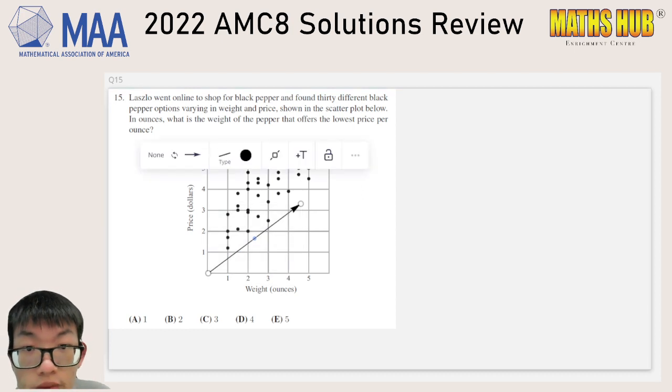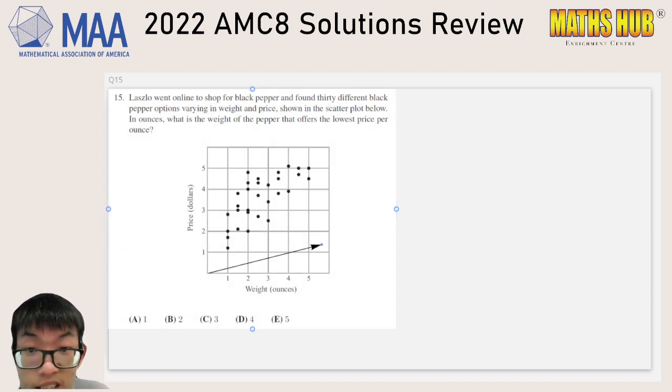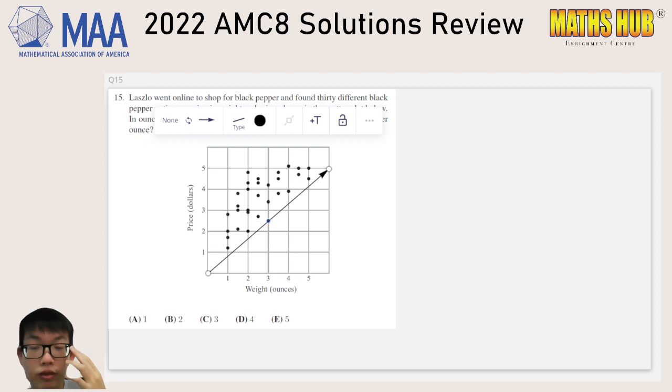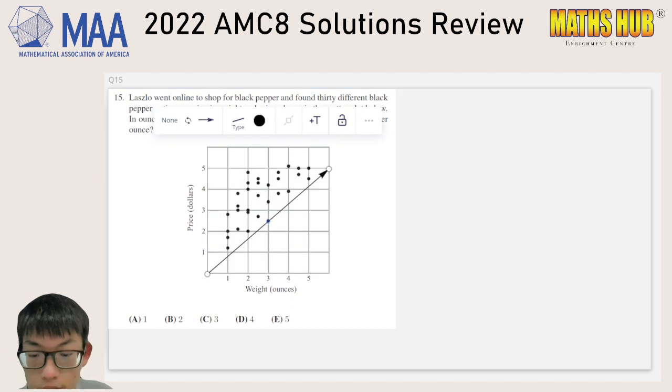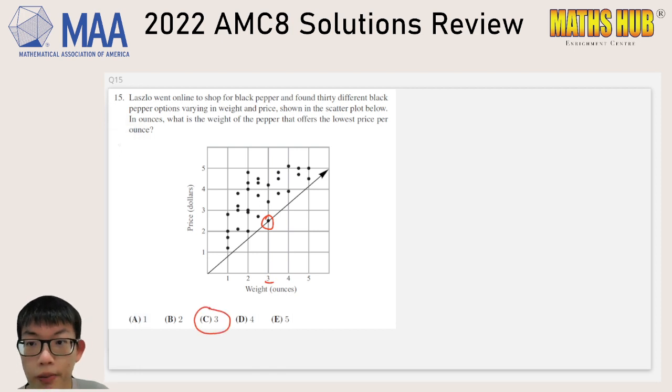So you want to drag this around. You could use a ruler if you are doing this in a paper contest, if you took the AMC. So drag it until you hit the first point. Now this is pretty close, but the first point that you hit is down here. So that means that in terms of price per ounce, this should be the lowest. It would be down there. And down here is 3 ounces. So my answer is 3.